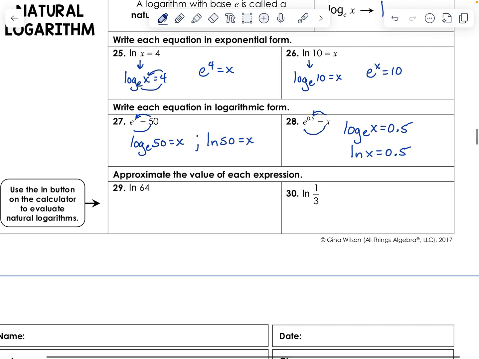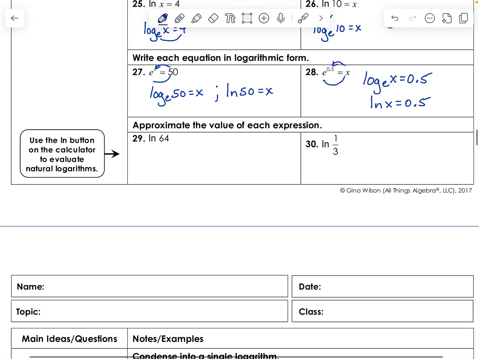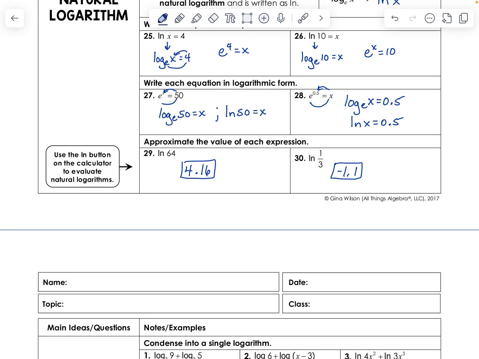Approximate the value of each expression. So again, this is a button on your calculator. You're literally just going to type in ln and then 64, and you get approximately 4.16. You're going to type in ln of 1/3, and you're going to get -1.0, or let's make it -1.1. Okay? We're going to skip some more.